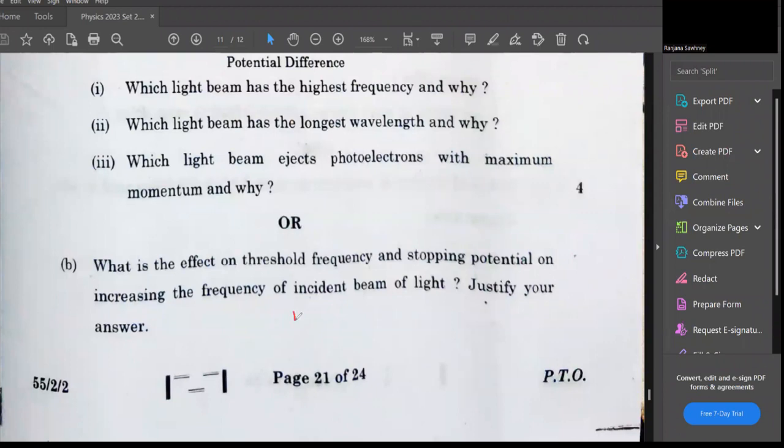Why? Because according to Einstein's photoelectric equation, we know that half m v maximum square, that is the maximum kinetic energy, is equal to h nu minus h nu naught. And this half m v maximum square can be written as e into V naught. So on increasing the frequency, the stopping potential also increases.